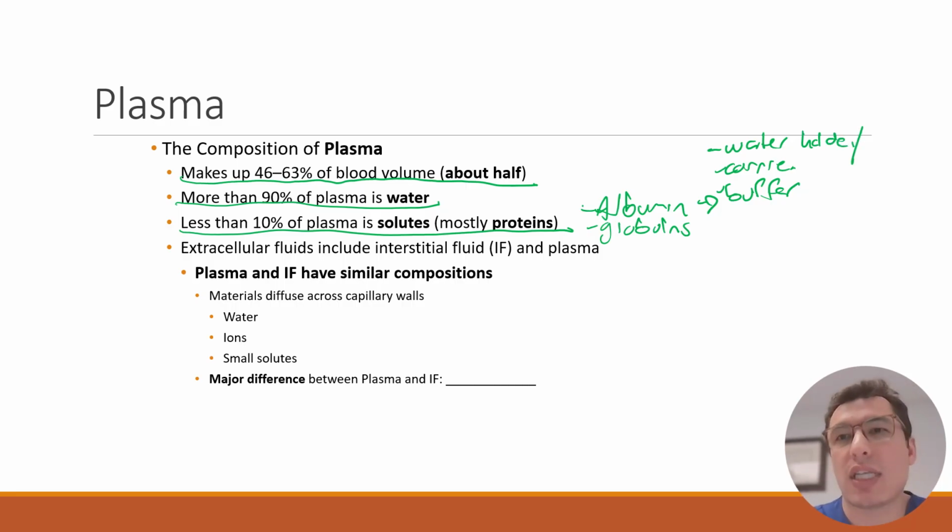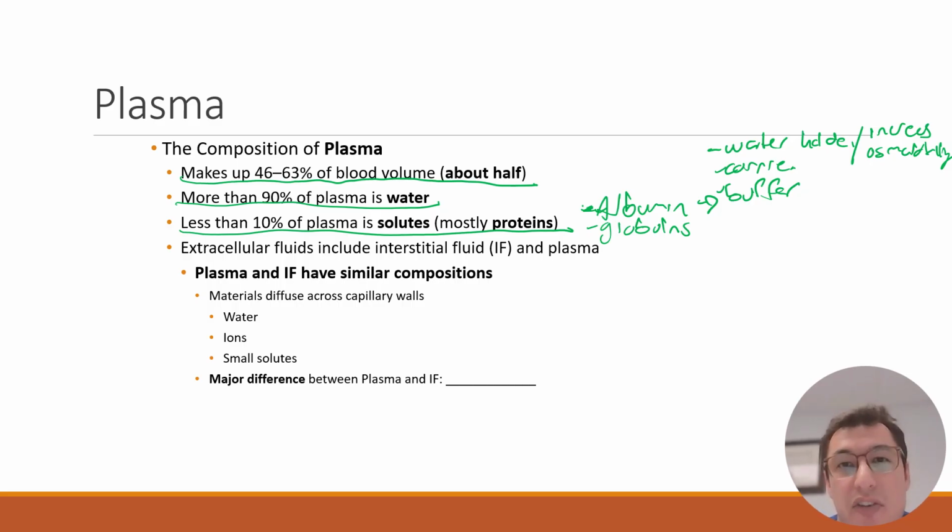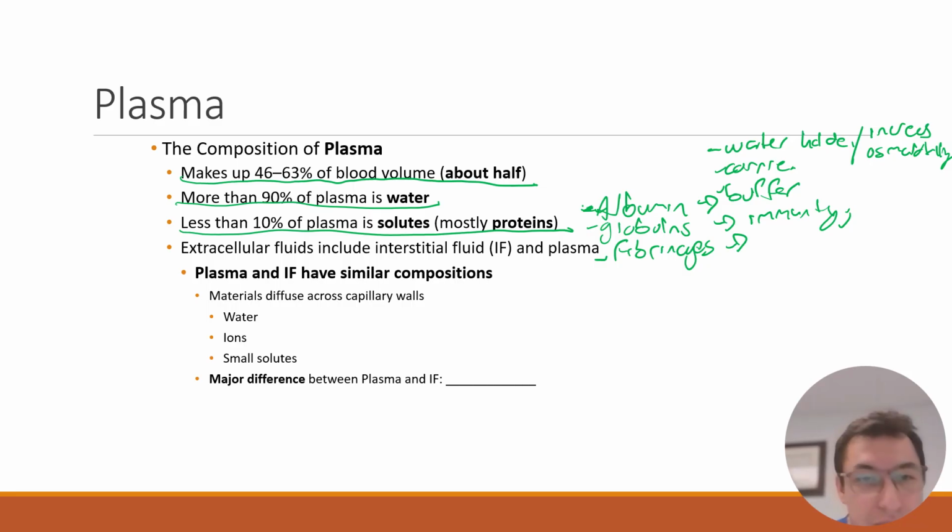So in other words, it helps increase osmolarity. We'll dive into it in a little bit, but this is one of the biggest players in maintaining the osmolarity of blood the way it is. And lastly, the third type of protein is fibrinogen. Fibrinogen is the precursor to fibrin, and this plays a role in blood clotting. Now, globulins play a role in immunity. They are also carrier molecules, but you should think of immunity.